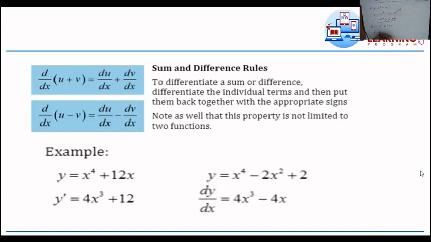So y prime, the same pa rin, 4x to the 4 minus 1, minus 2. Our exponent is 2, x raised to 2 minus 1. Plus, derivative ng constant is 0 po siya. So, simplifying it further, y prime will be 4x cubed minus 2 times 2 is 4x raised to 1. So, this is our answer. Okay? So, that is your sum and difference of derivatives.